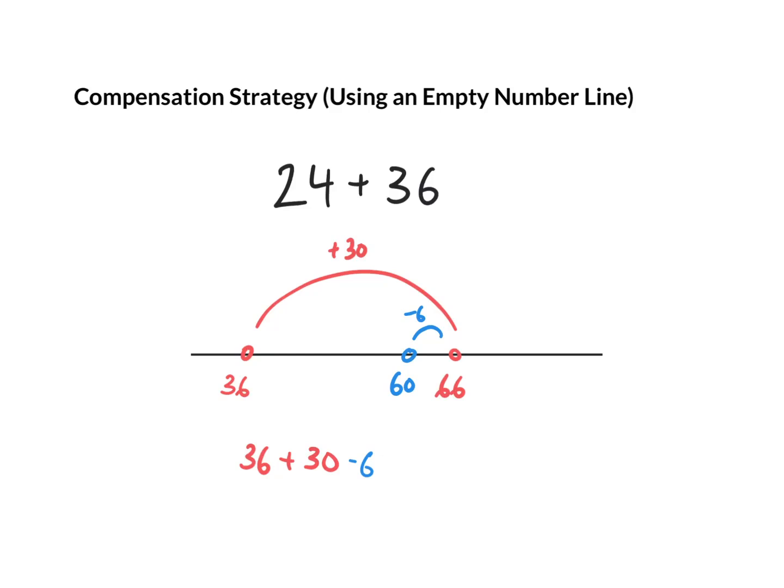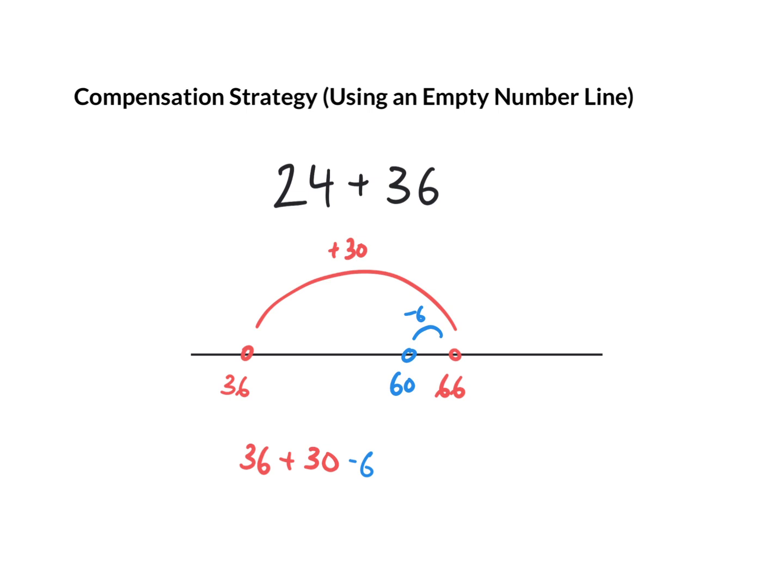In this video, we are going to be looking at using an empty number line to solve a two-digit addition number sentence using the compensation strategy. What does compensation mean? Well, compensation means using numbers that are more friendly to you. Now, what do I mean by that? Let's look at this number sentence.